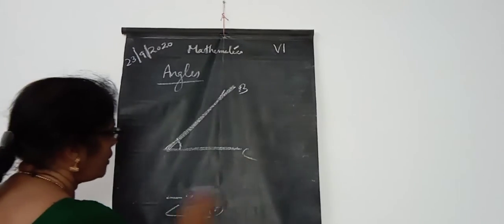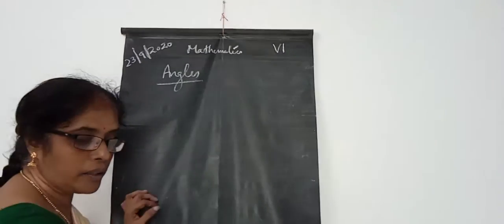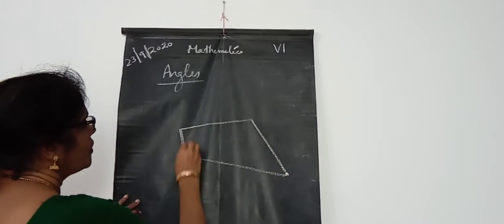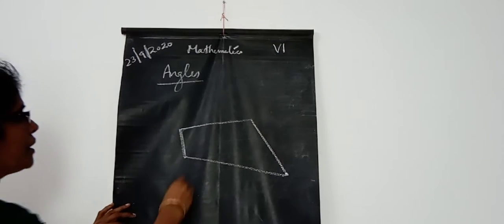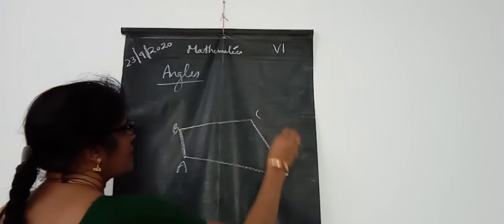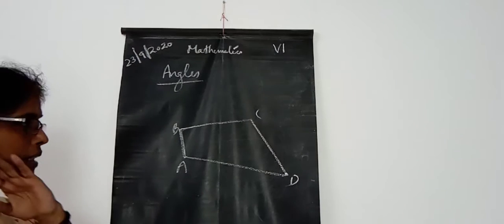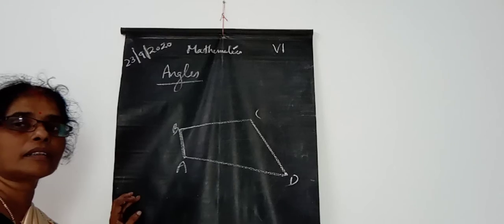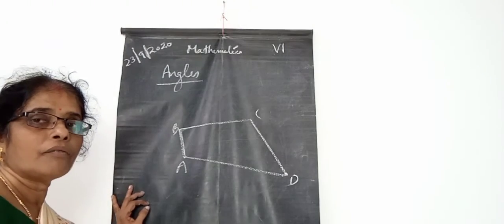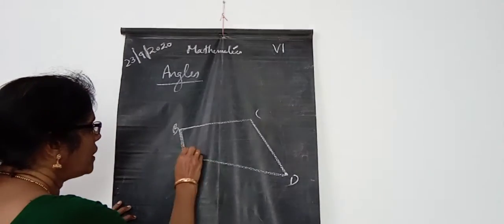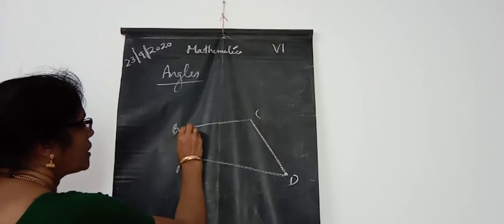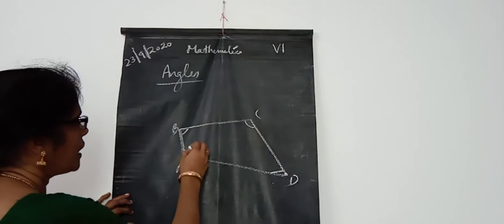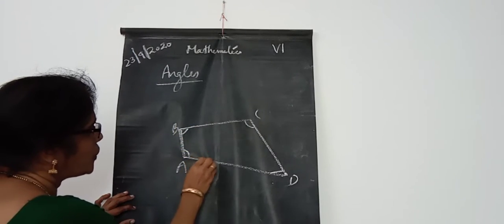Okay, and next one, angles. Look here. This is the rough sketch of a figure, and here are A, B, C, D. We can see four corners here, and those corners are the vertices, isn't it? Here we have vertex A, vertex B, vertex C and vertex D. We can see four vertices here, and these are the rays.